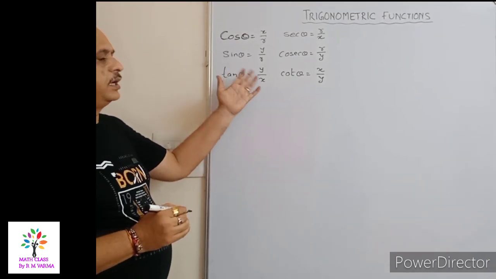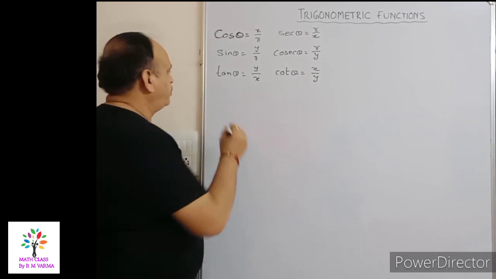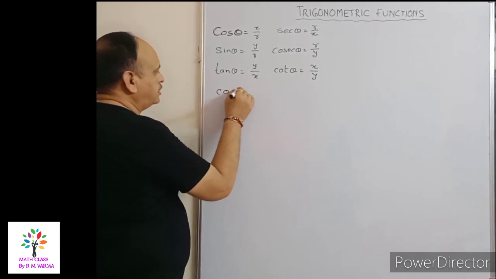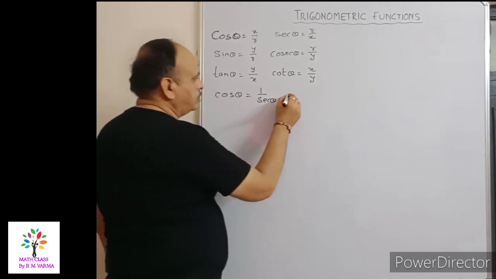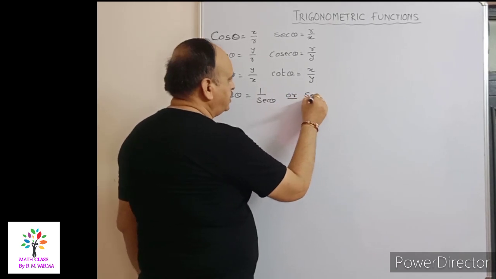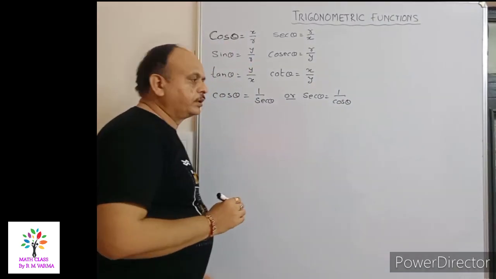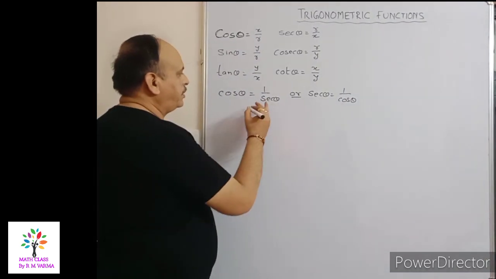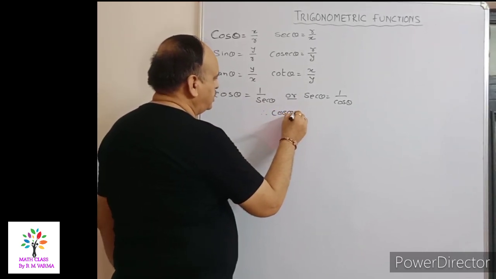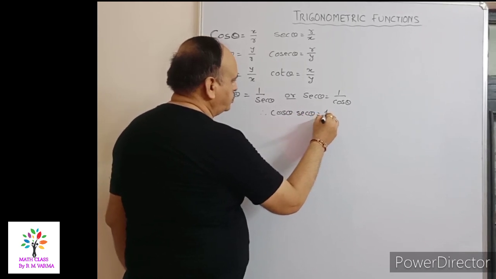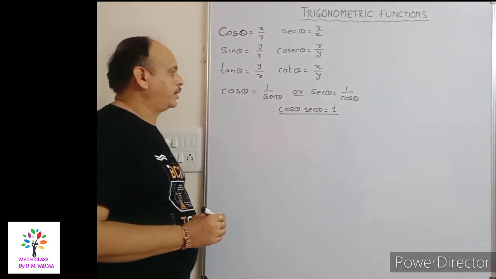Now as I have written that they are inverse of each other, from that we get different types of formulas. Say cos theta can be written as 1 upon sec theta, or you can write sec theta equals 1 upon cos theta. Further, using these two together, if I multiply, cos theta into sec theta equals 1. So you get a simple formula: cos theta into sec theta is 1.